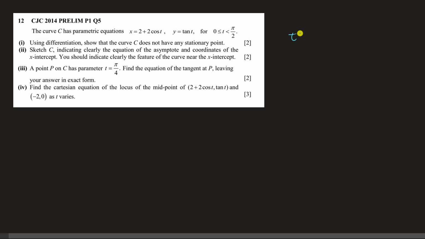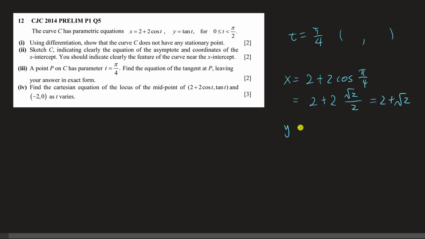So from part C onwards, the question would just be a differentiation question. You don't really need to refer to the graph anymore. Point P on C has parameter t equals to pi over 4. Okay, so using t equals to pi over 4 as the middleman, what coordinates does this give you? All you need to do is put this into your x coordinate to find the x value. So x equals to 2 plus 2 cosine pi over 4. Cosine pi over 4 is actually root 2 over 2. This will give you 2 plus root 2.